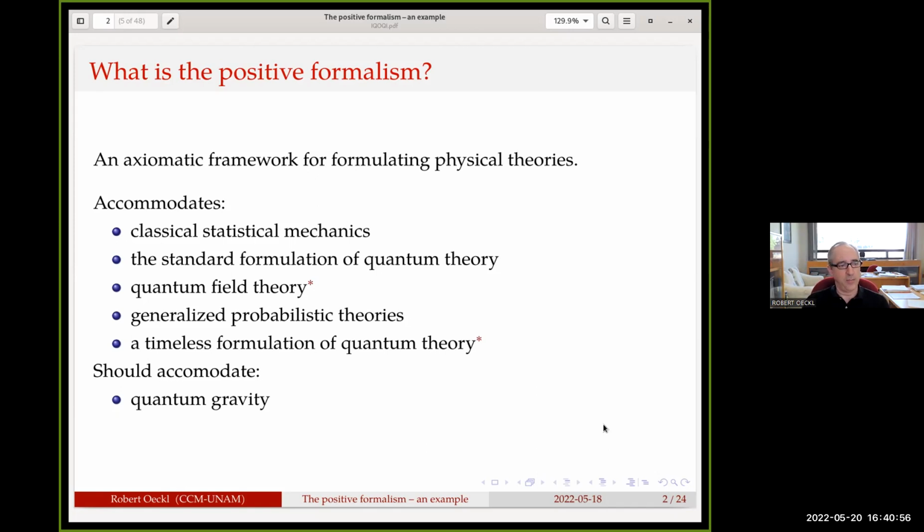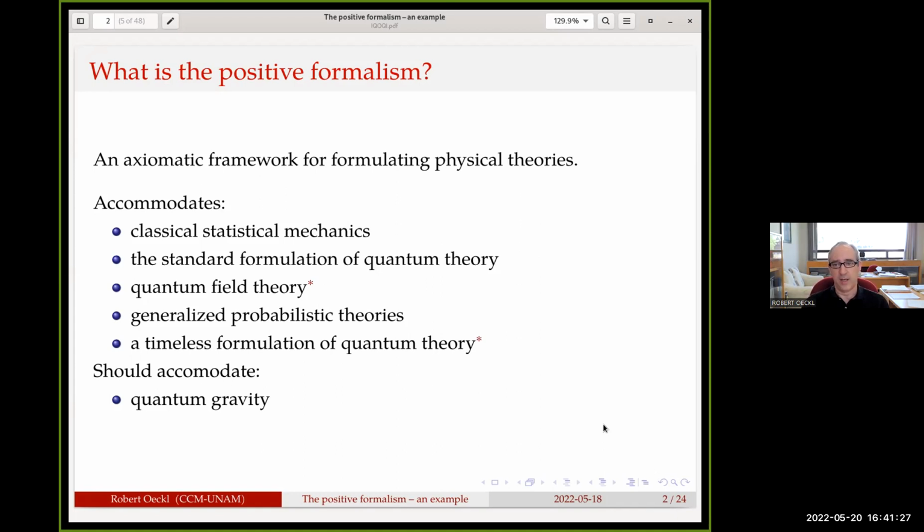One thing I should make very clear: if I say that the positive formalism accommodates these different frameworks, for example when I say quantum field theory, it doesn't mean that the positive formalism contains the standard model. It doesn't encompass these fields of physics in a way that it describes all their contents, but it's only a very basic framework for these different areas.